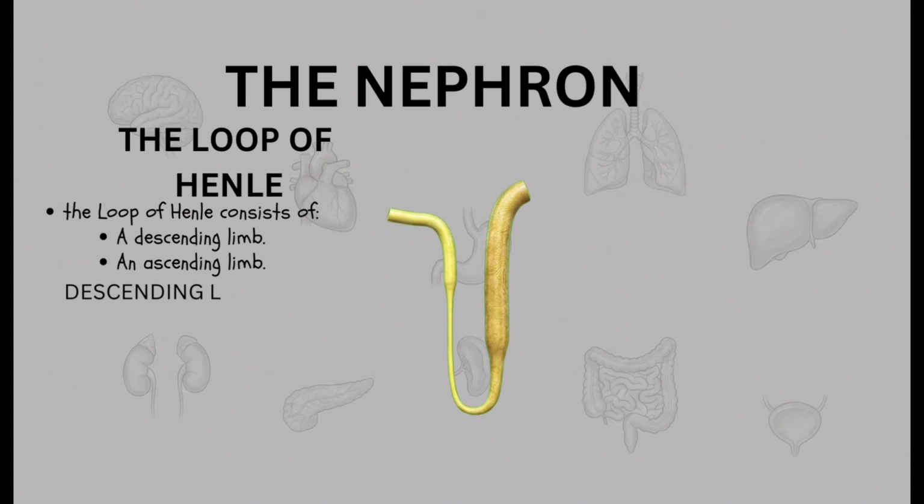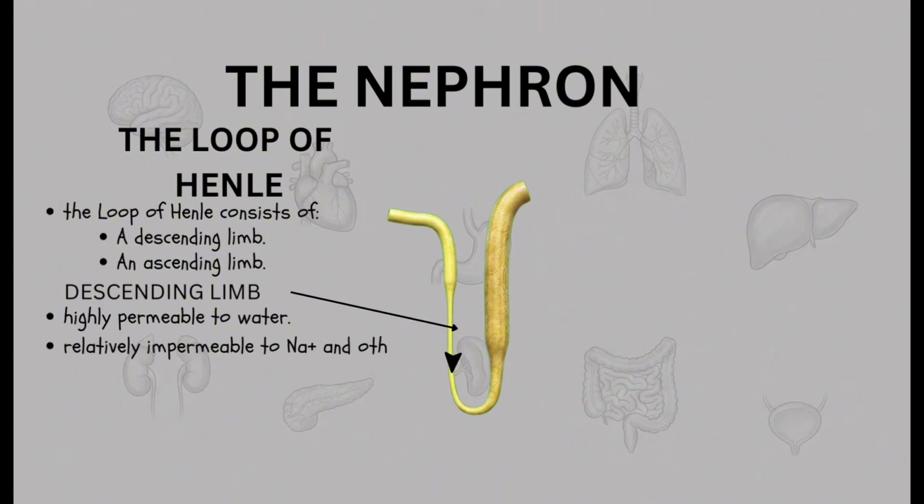Descending limb of the loop of Henle. The descending limb is highly permeable to water. This means water can easily leave this segment. However, it is relatively impermeable to sodium and other salts. As the filtrate travels downward, large amounts of water leave the tubule and enter the surrounding tissues. As a result, the filtrate becomes more concentrated.